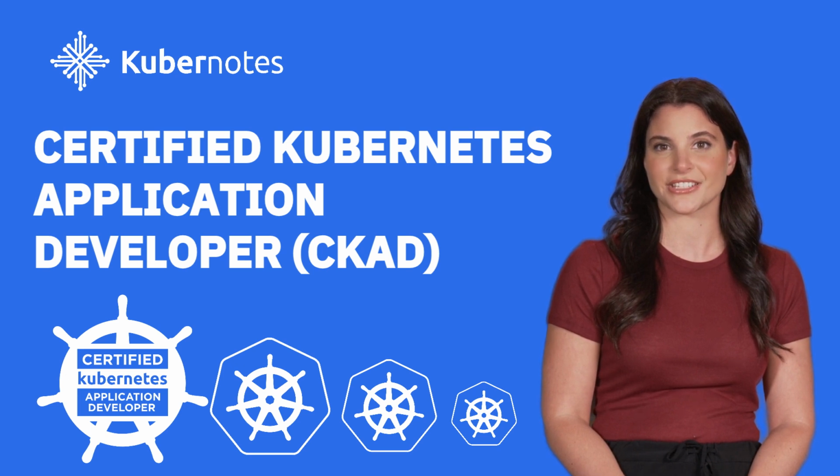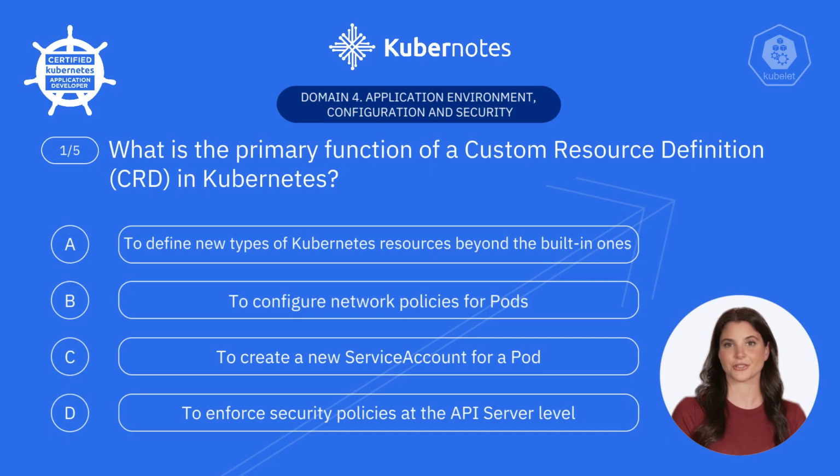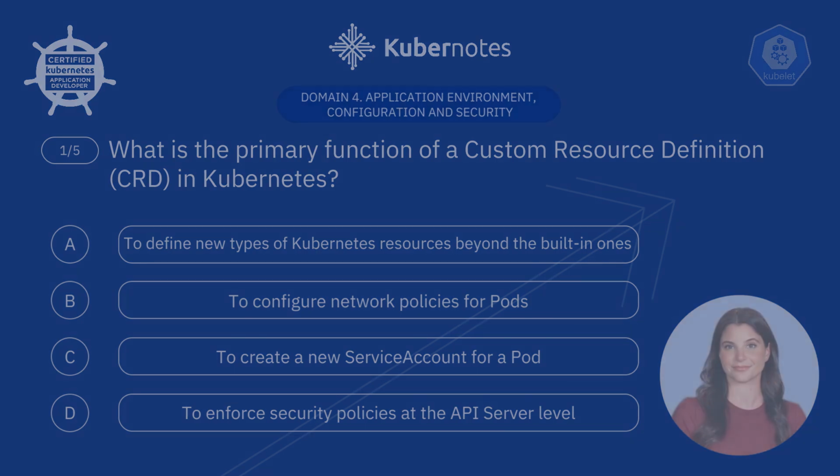Now, let's get started. Here comes question 1. What is the primary function of a custom resource definition, CRD, in Kubernetes? A. To define new types of Kubernetes resources beyond the built-in ones. B. To configure network policies for pods. C. To create a new service account for a pod. D. To enforce security policies at the API server level.